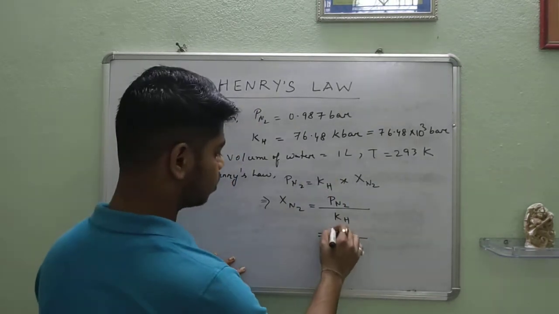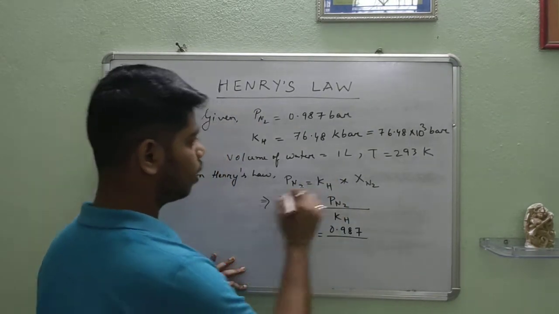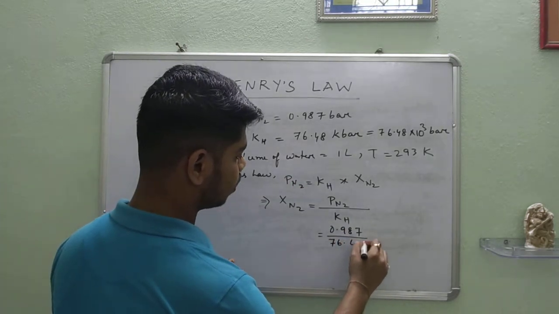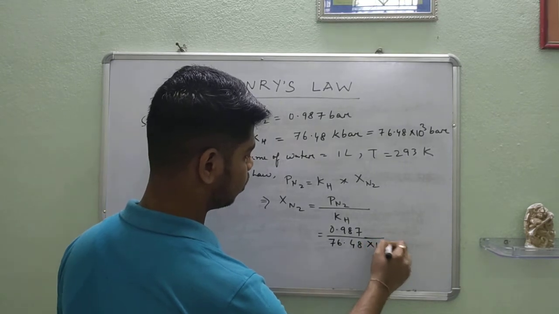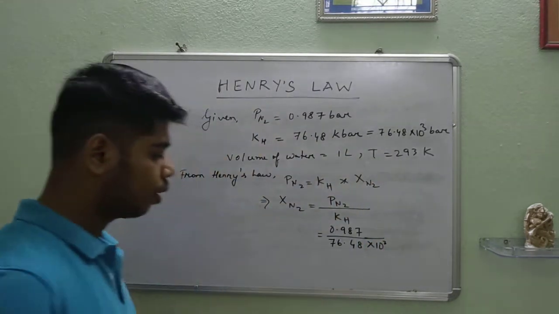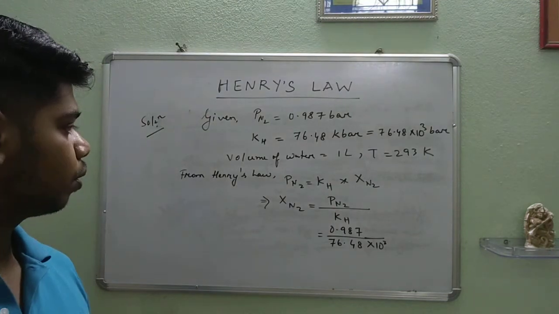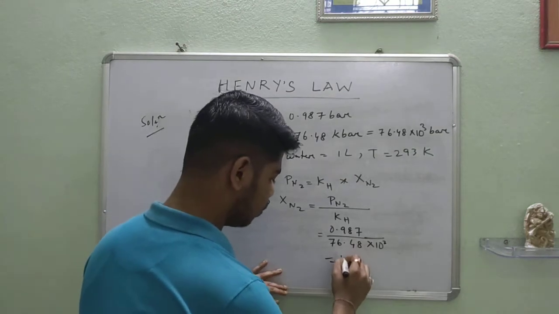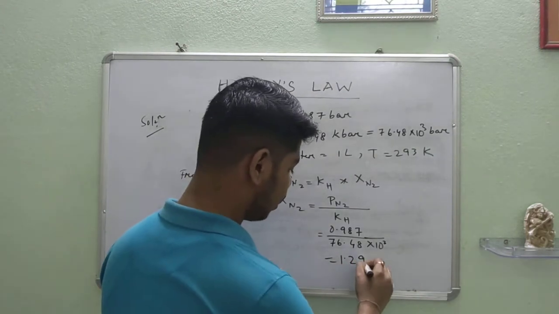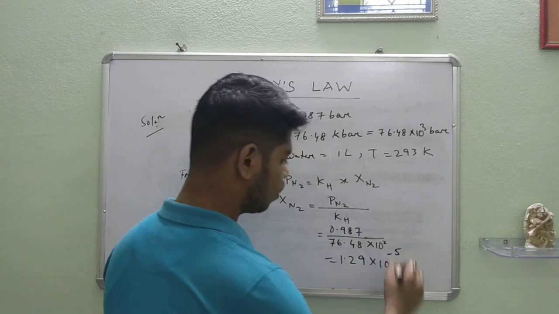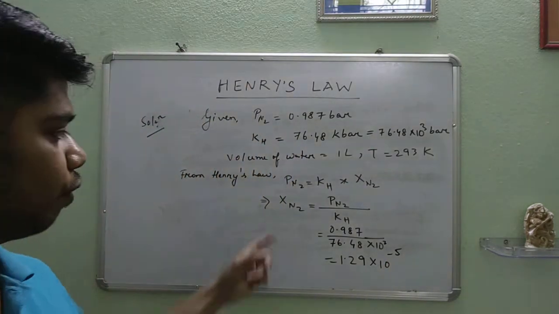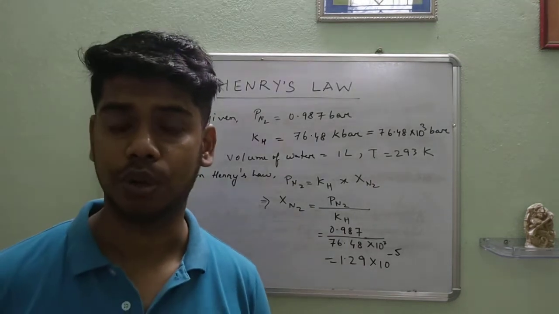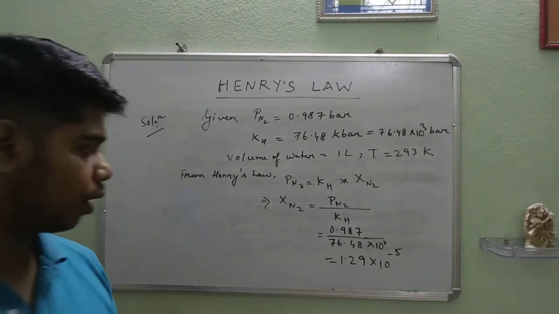Now the partial pressure of nitrogen is given as 0.987 bar, and the value of KH is 76.48 into 10 to the power 3. Now if we solve this, I'm writing directly here, we will get 1.29 into 10 to the power minus 5. This would be the value of mole fraction. It will have no unit, as we know that mole fraction does not have any unit.